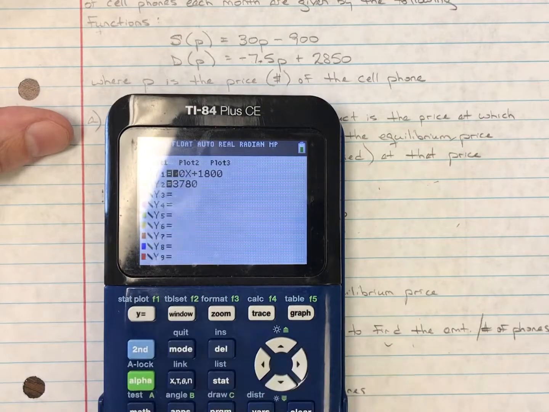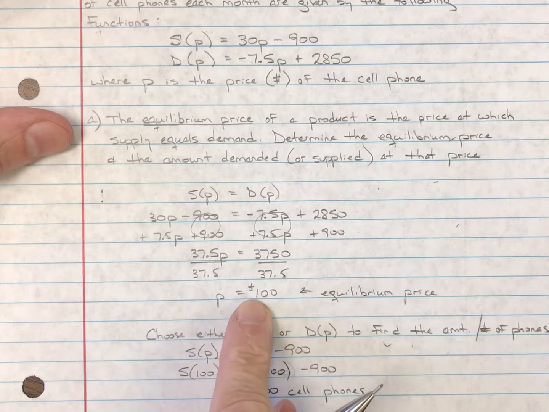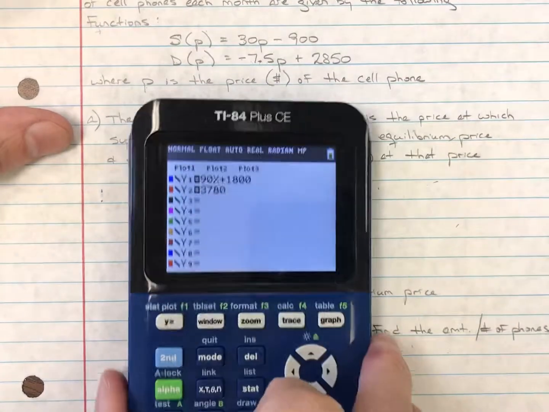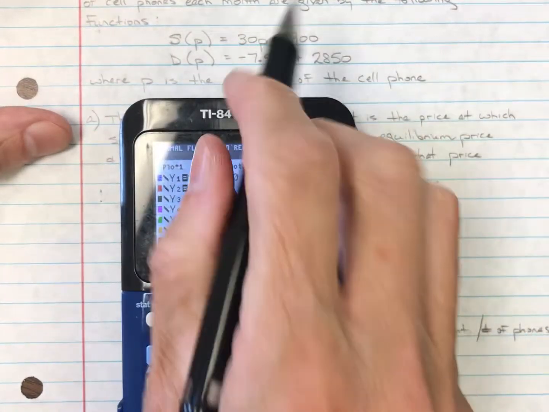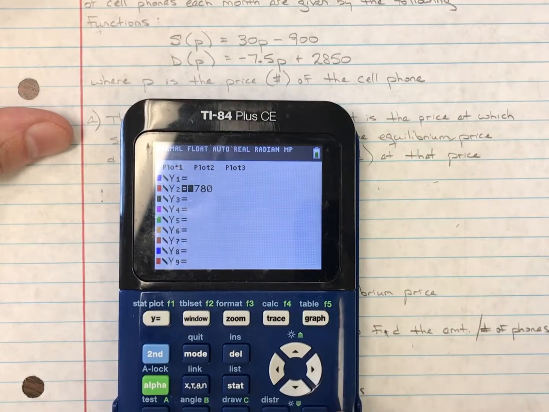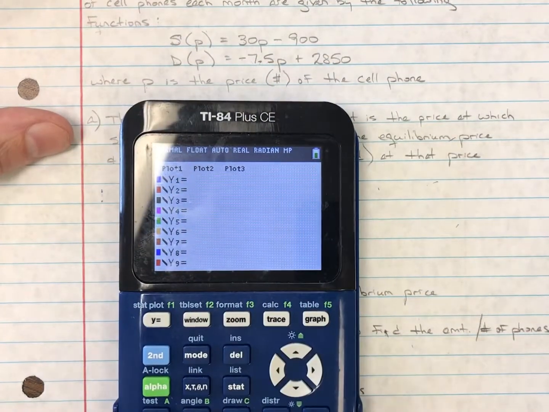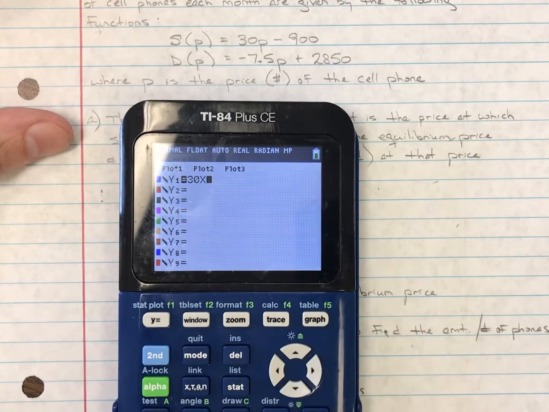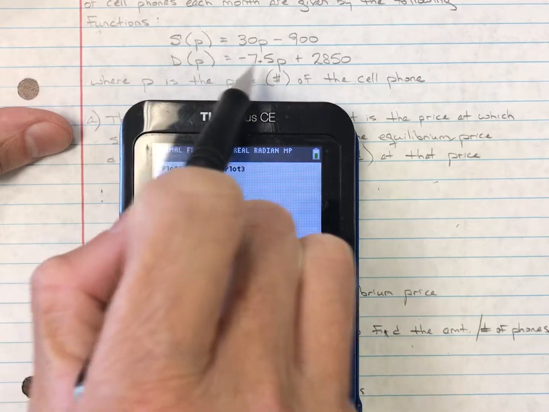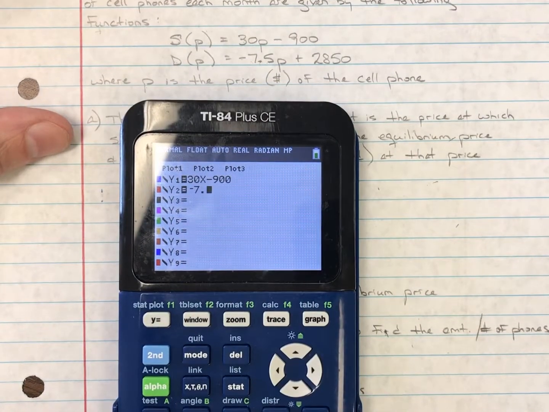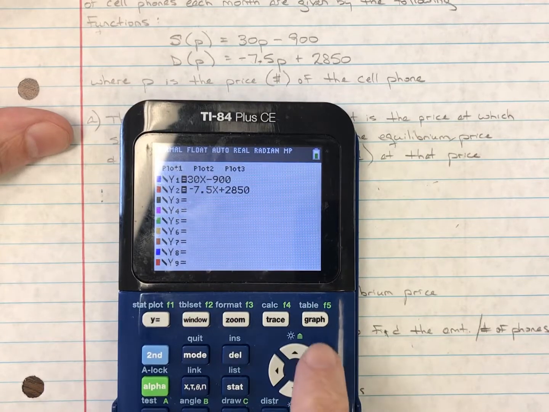Okay, so I'm going to go to y equals. The equilibrium price is where the two lines intersect, when they're both equal. I can see my two linear functions right up here on my paper. Let's go back and clear out the previous example. I'll choose S of P to be y1, so 30 times x minus 900. I'll choose my demand function to be y2, negative 7.5 times x plus 2850.